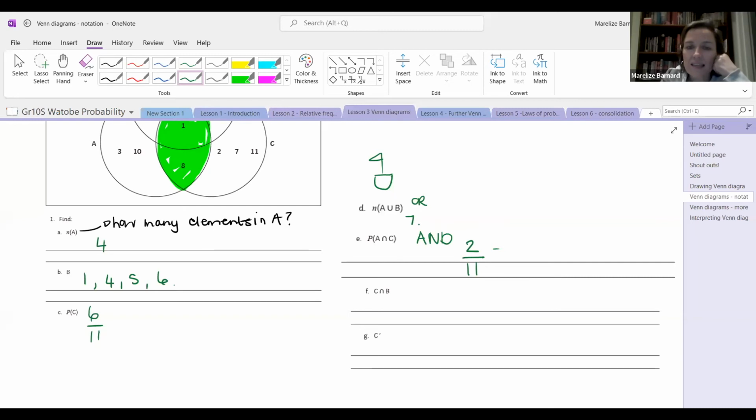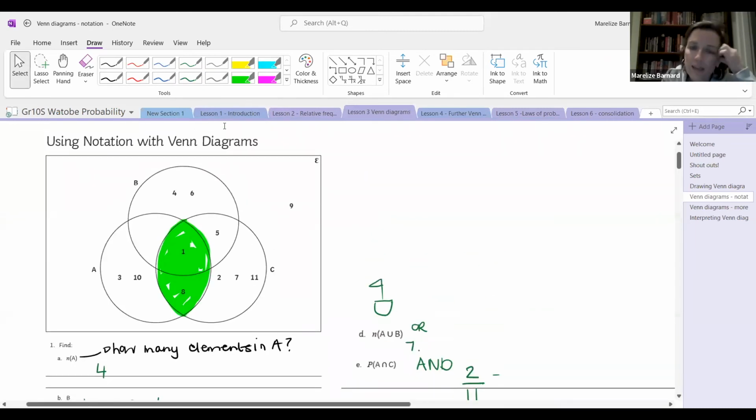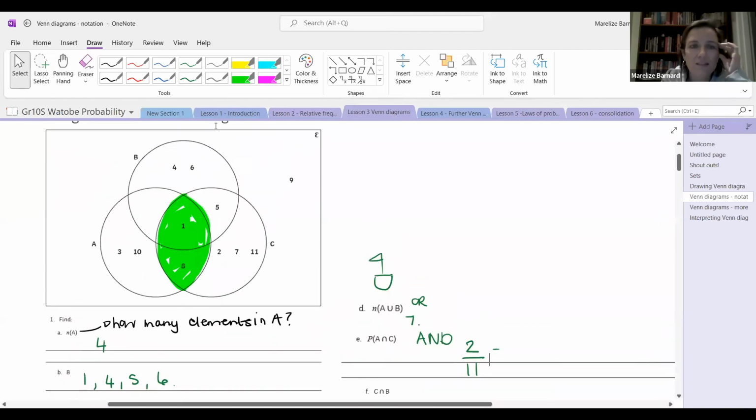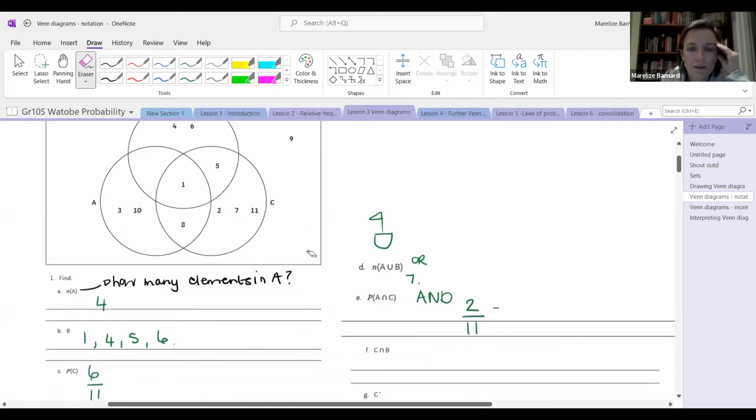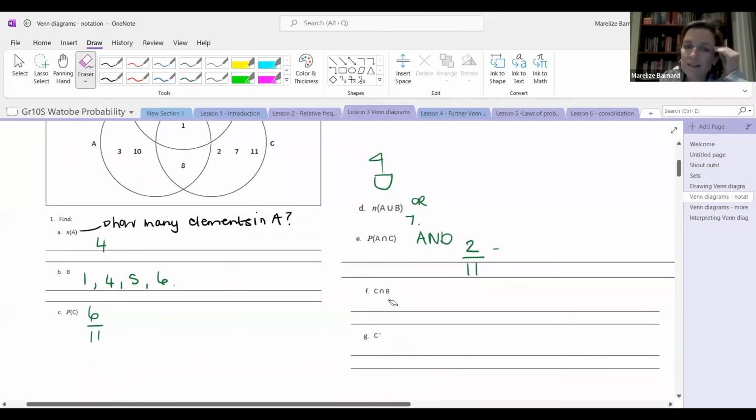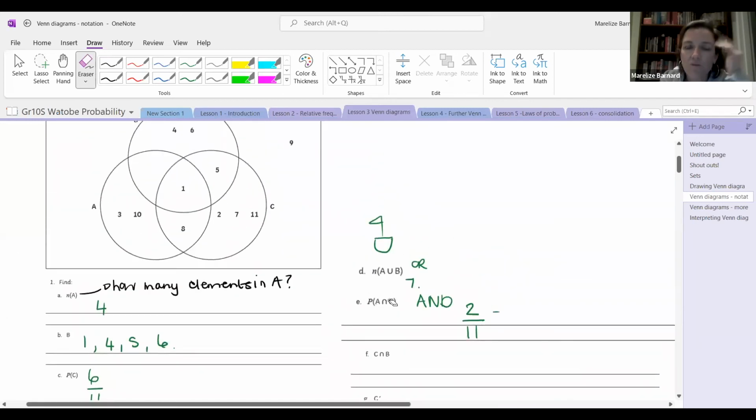Now, C intersection B. So now we're looking at the overlap between C and B. And we're not doing a probability. It's just asking you for C intersection B. So just list the things.